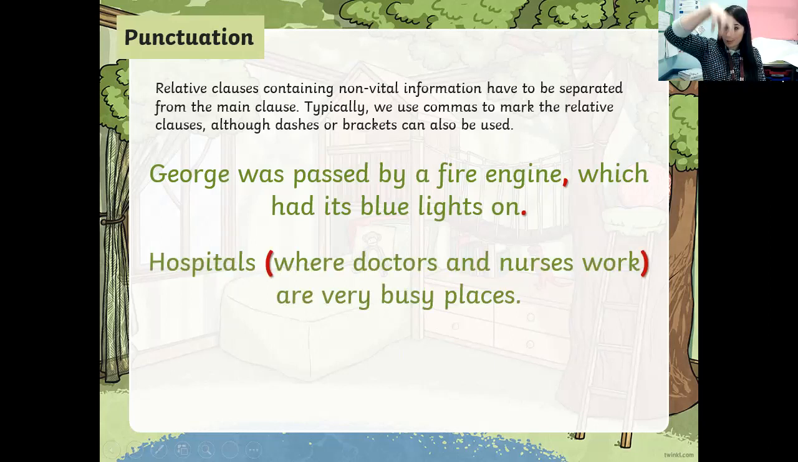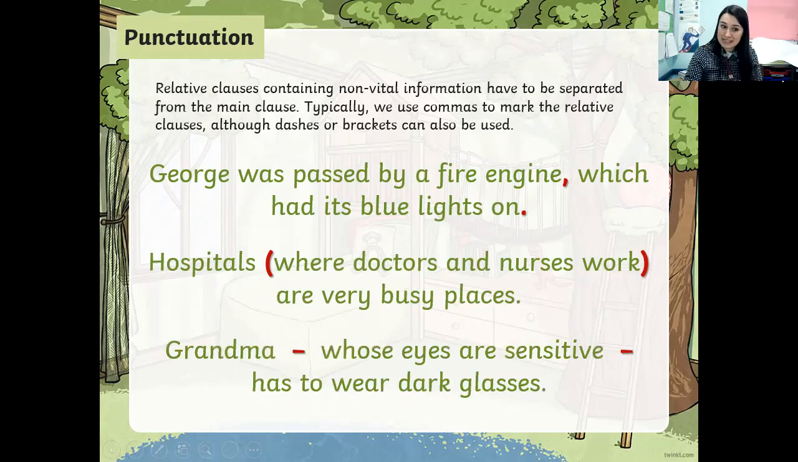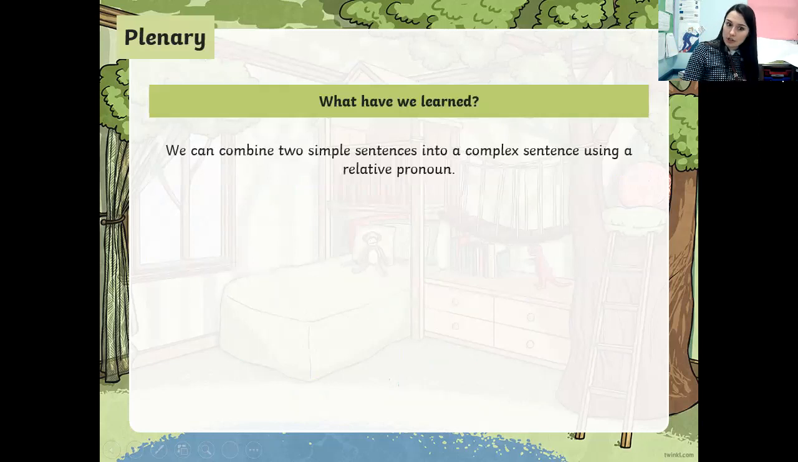Here's another example. This one is a drop-in one, but using brackets instead of commas, still a type of parenthesis. Hospitals, where doctors and nurses work, are very busy places. Full stop. Another example. We can also use dashes. Grandma, whose eyes are sensitive, has to wear dark glasses. Full stop. Dashes, brackets, and commas do the same job when they're used as a pair. If it's a relative clause at the end, referring to added information about the object, then we only need the one comma.